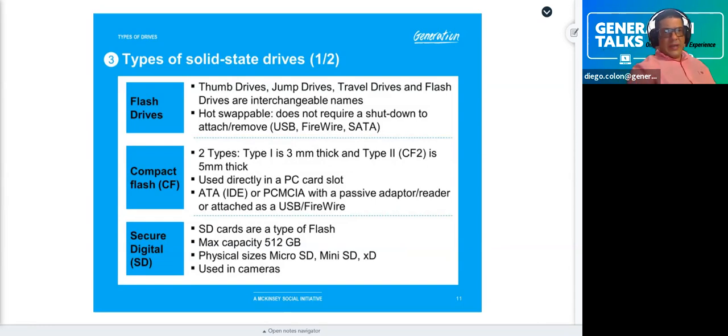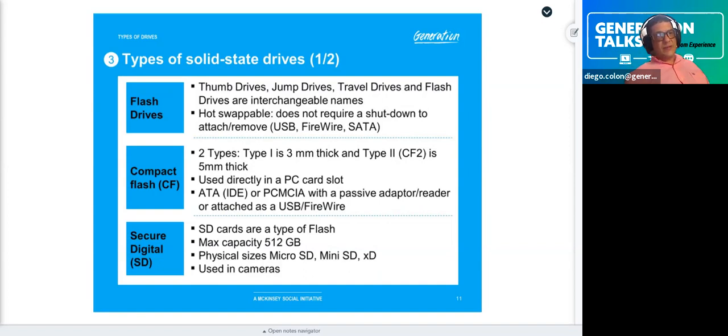As for the drives that we have here, we have the thumb drives, as we said, the flash drives. We have the compact flash, which are much smaller and fit in little PCMCIA slots in the old days. You also have the newer ones, the SD cards themselves, which allowed you to put them inside cameras and various other devices. You have the micro SD, mini SD, and the XDs that usually fit into that area.